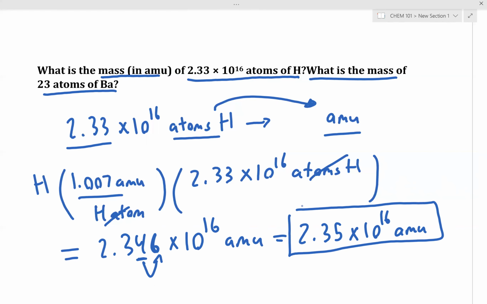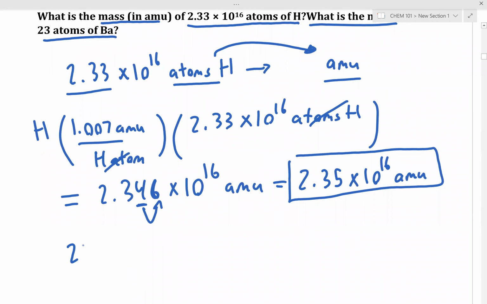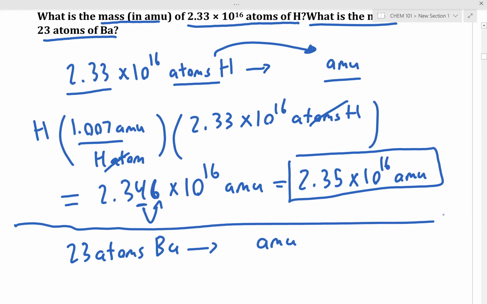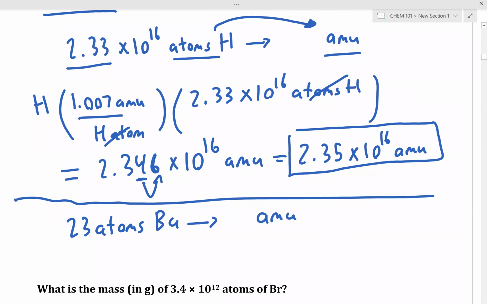What I want you to do now is, given this representative example, I want you to tell me, given that we have 23 atoms of barium, I'd like you to tell me the mass in AMU. What is the mass of 23 atoms of barium? So let's take a moment and work on this example in groups. Let's try to set this up, and we'll come together to discuss in about 2 to 3 minutes.